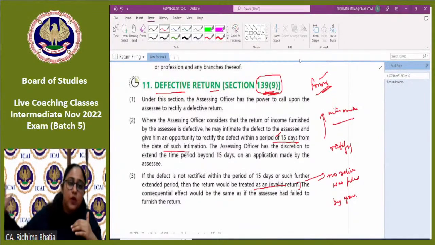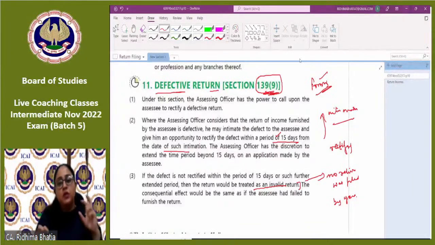As you go to the further levels, you'll see that there's a difference between intimation and notice. So they send you an intimation that so and so thing is wrong. You just have to rectify it.